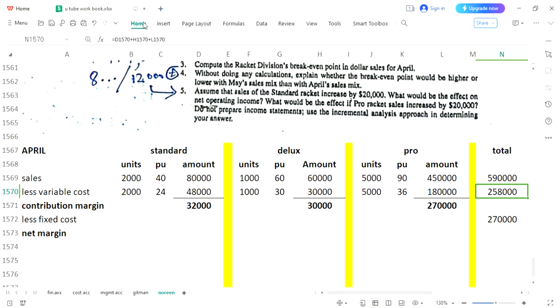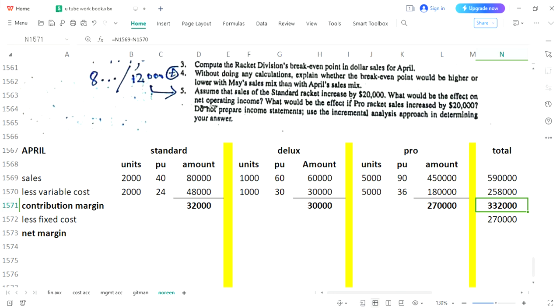Here we can calculate our total contribution margin, which is difference between variable cost and sales. Total sale is 5,90,000. To calculate the difference, we will subtract total variable cost, which is 258,000. So this way we have calculated our contribution margin.